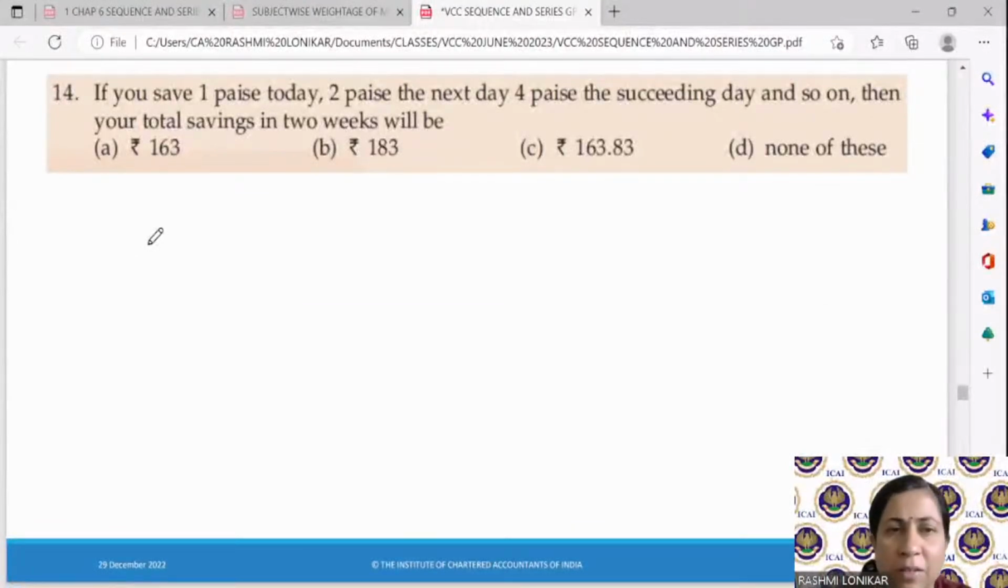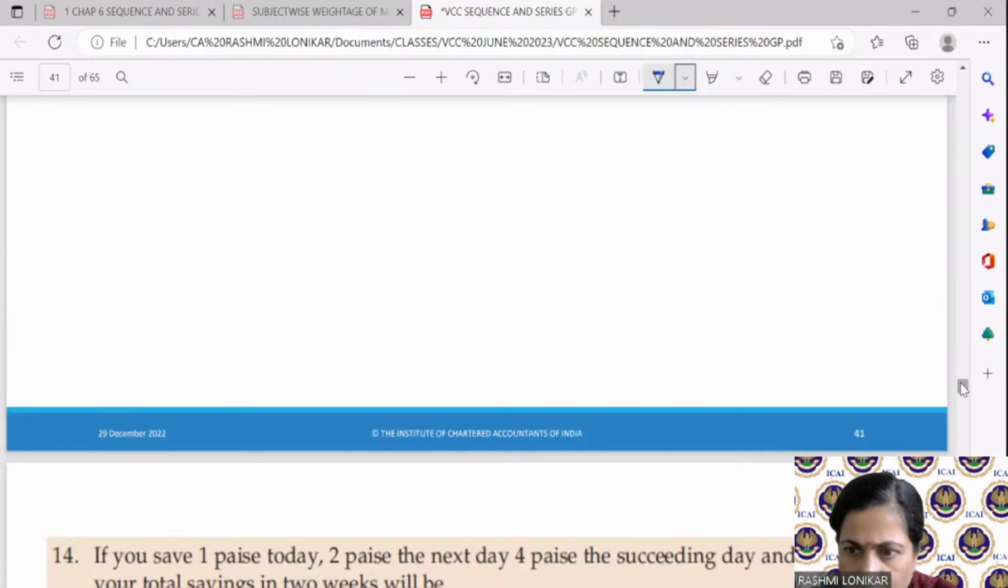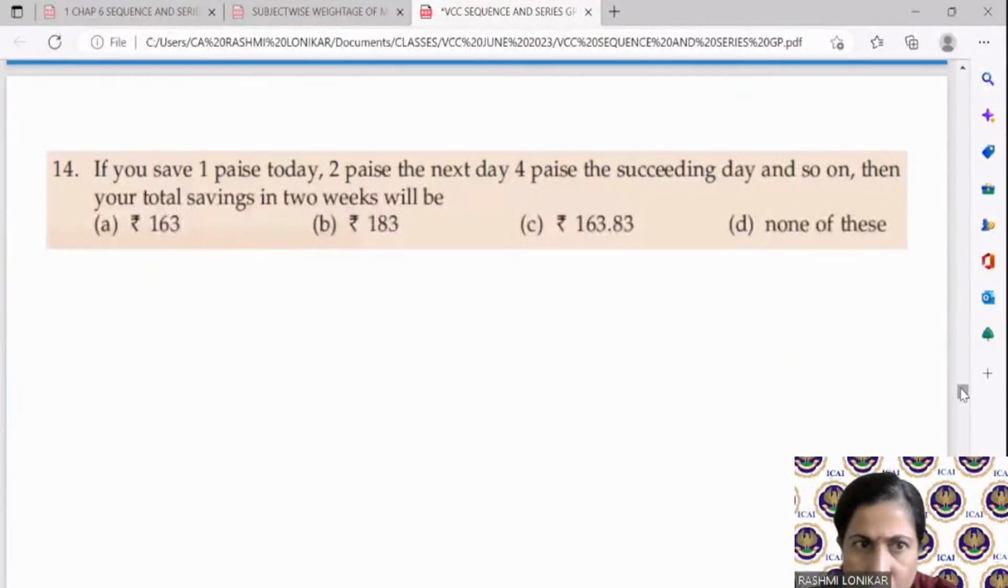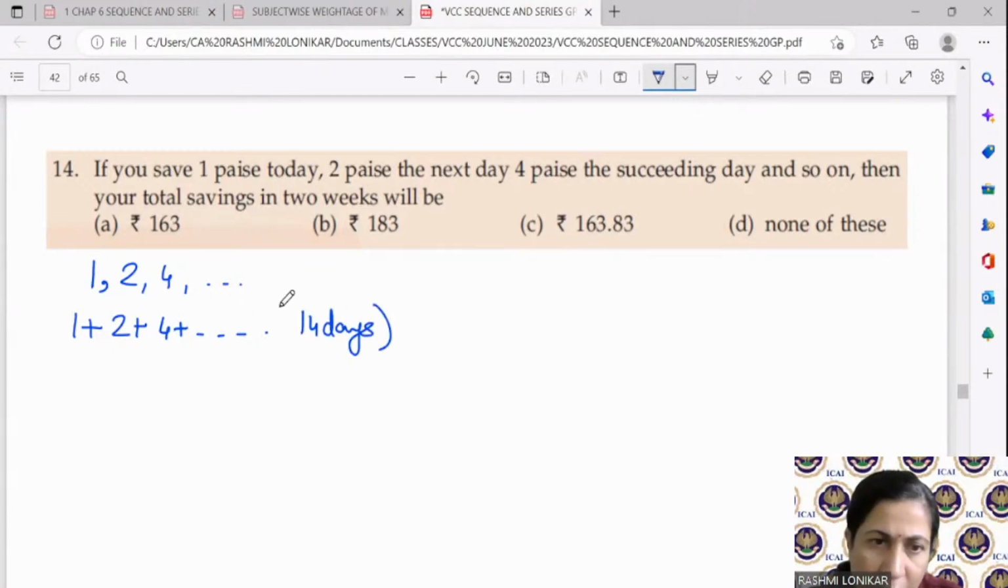If you save 1 paisa today, 2 paisa the next day, 4 paisa the succeeding day, and so on, your total saving in 2 weeks is. I'm saving 1 paisa today, then 2 paisa the next day, 4 paisa the next day, and so on, and this is going to accumulate. So this is 1 plus 2 plus 4. How many days? 2 weeks, which is 14 days, right? So my N is 14.